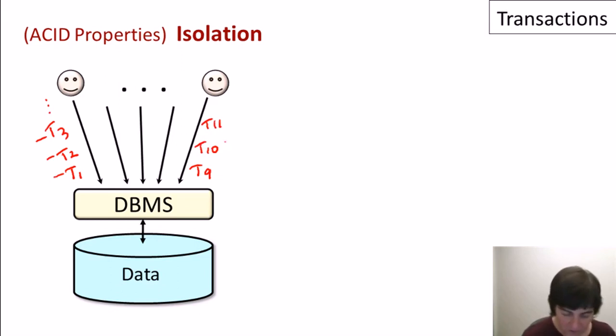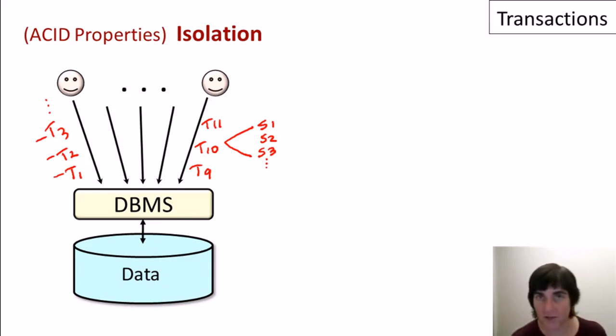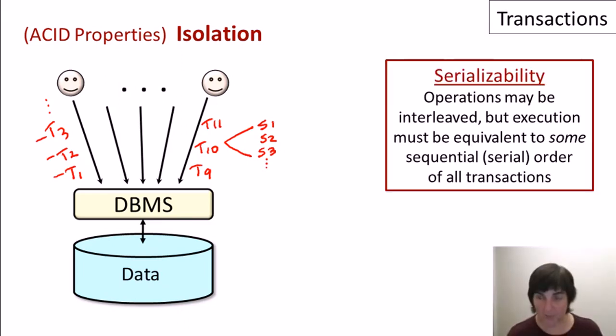And as a reminder, each transaction itself can be a sequence of statements. So this might be statement 1, statement 2, statement 3, and so on. And then those statements will be treated as a unit. So the isolation property is implemented by a very specific formal notion called serializability. What serializability says is that the operations within transactions may be interleaved across clients, but the execution of those operations must be equivalent to some sequential serial order of all the transactions.